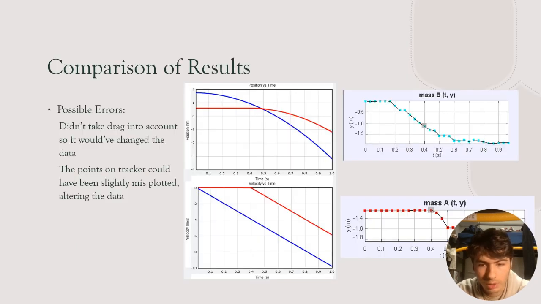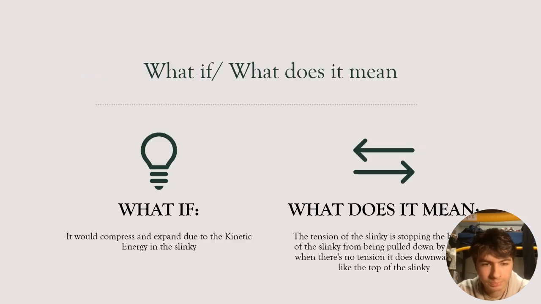So here's a comparison. Again, until they collide, the red mass doesn't start to decrease. And that's also seen in velocity. Velocity is 0 until the collision happens at 0.4 seconds. Some possible errors in this are that we didn't take into account drag force, so that might have changed things slightly. The air resistance might have changed it slightly, so we didn't account for that. And the points on Tracker could have been slightly misplotted, altering the data and altering our results.